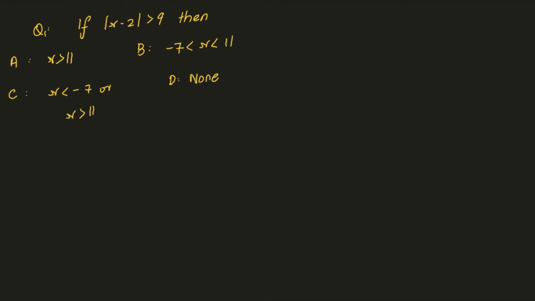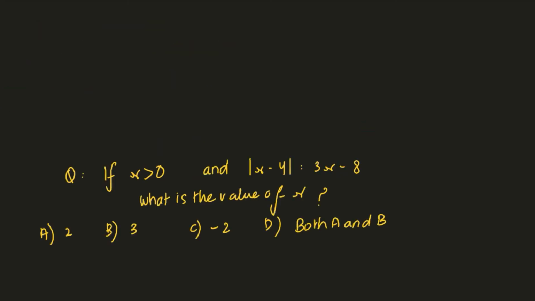Alright, so first off, we have modulus of x minus 2 is greater than 9. So we already know that when we have the greater than sign, we will open it by writing x minus 2 is greater than 9 and x minus 2 is lesser than minus 9. So x is greater than 11 and x is lesser than minus 7. So we can see that C reflects that option perfectly, so C will be our answer.